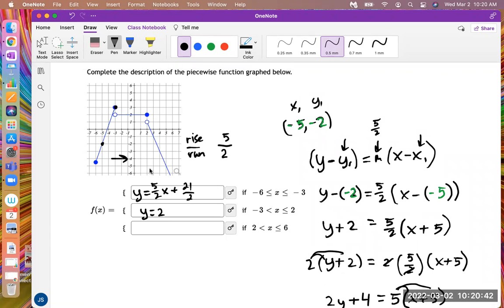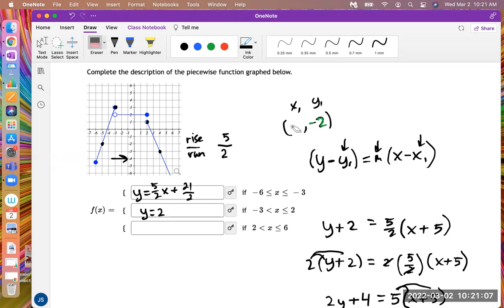Now we have to do this line. And again, I need to choose at least one point and the slope. So let's use this point, and I'll see this point as well. So now we do the same process again with this other line. The only difference is we're going to have a different slope to plug in, and we're going to have a different number, but the whole process is the same.